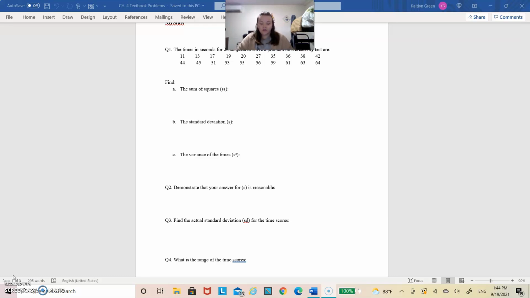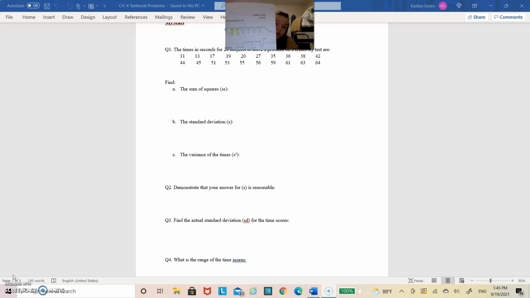So first, for letter A, it's asking us to find the sum of squares, which the sum of squares equation is the sum of x squared minus the sum of x, in parentheses, squared, and then divided by n. And the fact of it being in parentheses rather than just being by itself is important because that tells us how to solve the equation.